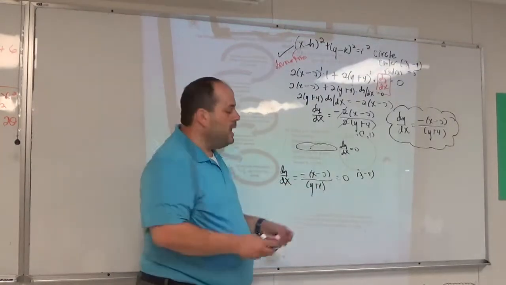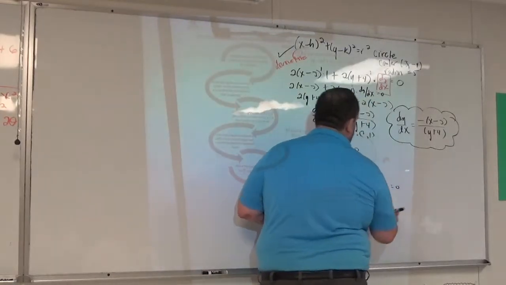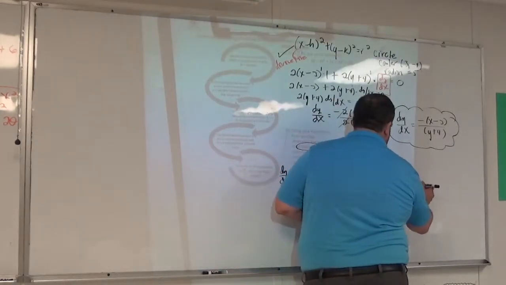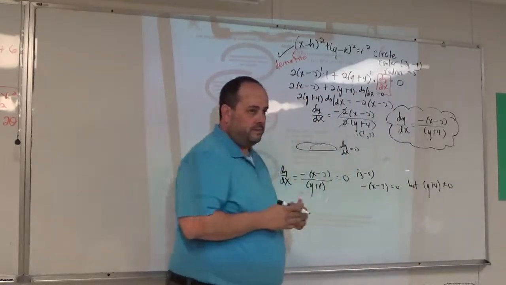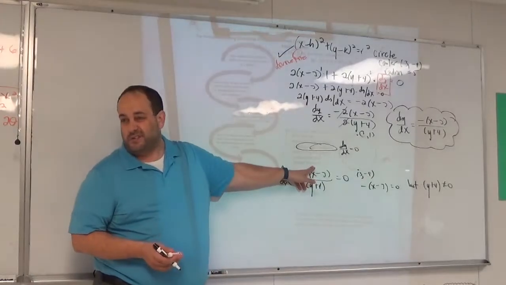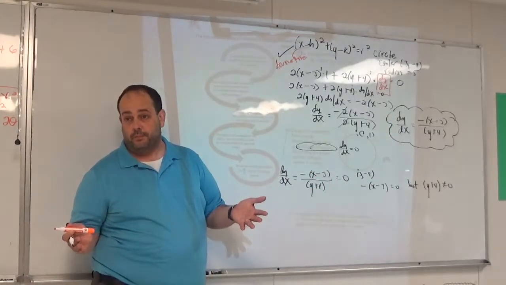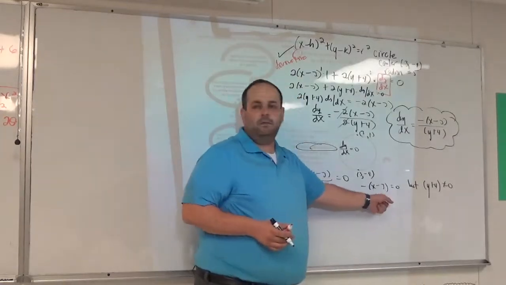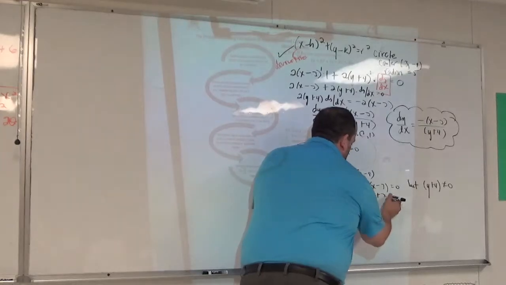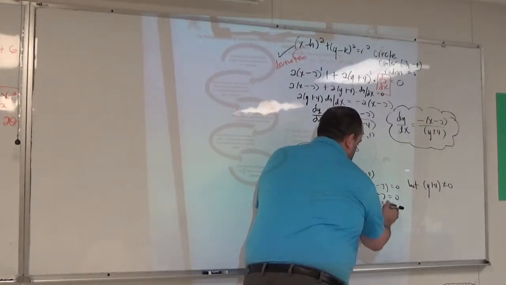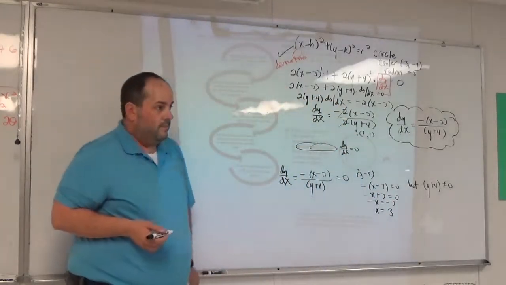We okay? But I want to be really specific here. It's the negative of (x minus 3) is equal to 0, but the denominator cannot be equal to 0. Because if the top is equal to 0 and the bottom is equal to 0, your fraction is not equal to 0, it's an indeterminate form. Okay, easy peasy. The negative of (x minus 3) is equal to 0. Distribute if you want to. Negative x plus 3 is equal to 0. Negative x equals negative 3, so x equals 3.